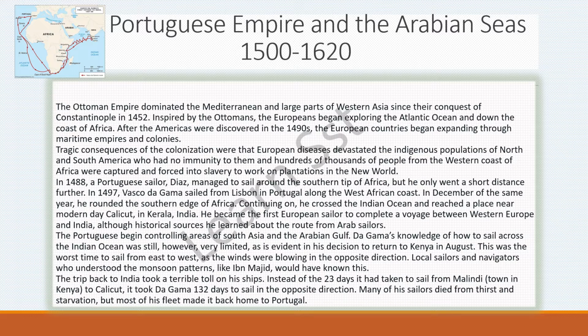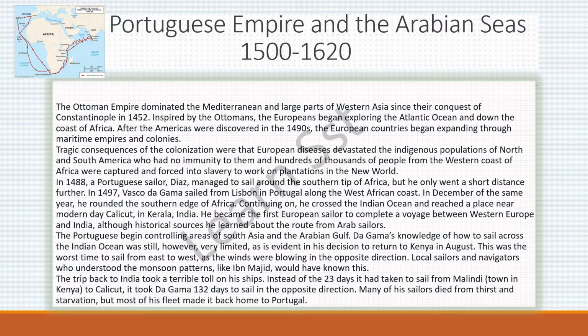Although, according to historical sources, he learned about the route from the Arab sailors. So actually the credit goes to the Arab sailors. The Portuguese began controlling areas of South Africa and the Arabian Gulf. Vasco da Gama's knowledge about how to sail across the Indian Ocean was still, however, very limited, as is evident in his decision to return to Kenya in August.